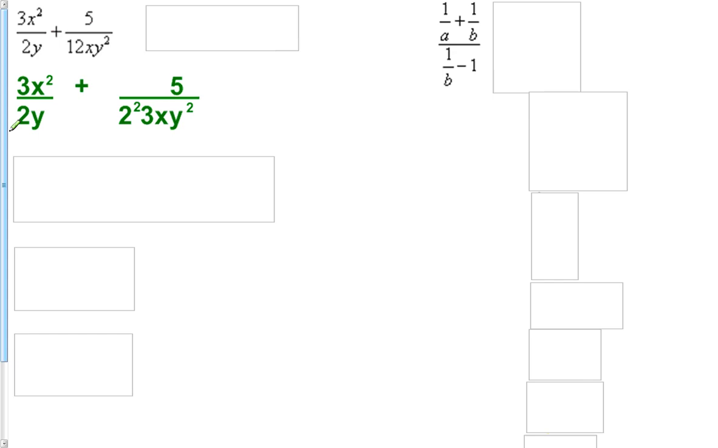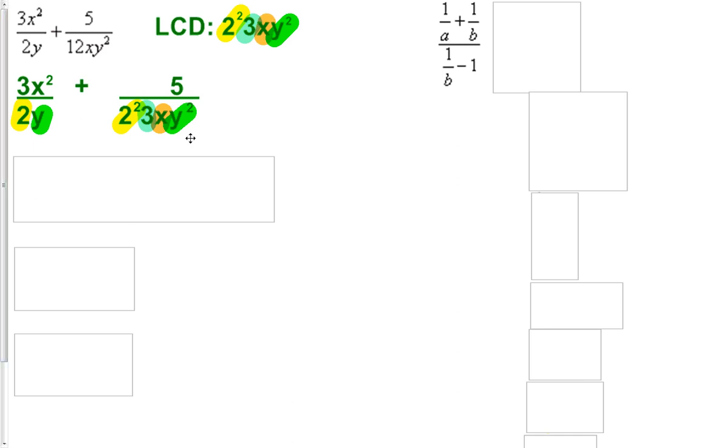We have 2's present, we have y's present, we have a 3, and we have an x. So all those need to show up in our least common denominator. And thus they do here. Highest power of the 2's was the 2 squared, so we keep that. Highest power of the y's was the y squared, we keep that. And the 3 and the x each were to the first power.